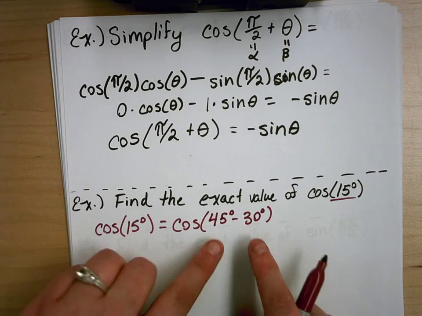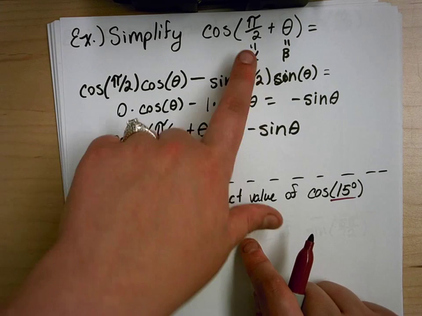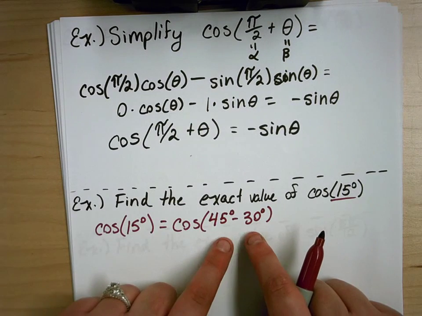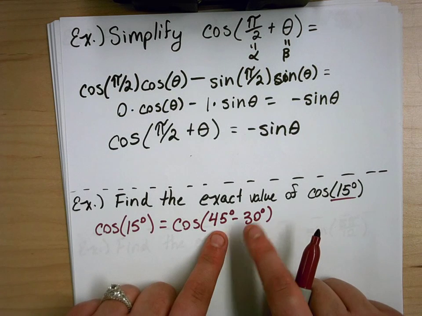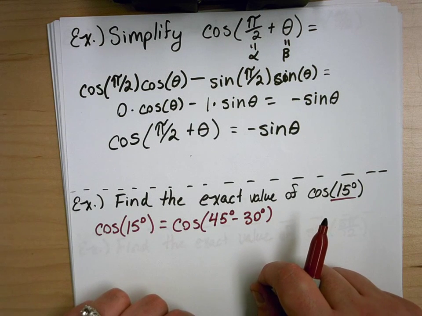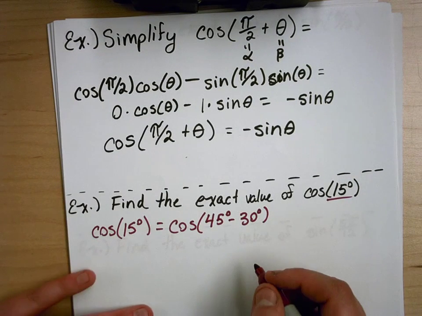Now, why did I pick 45 degrees and 30 degrees? Well, I picked them for the same reason that I picked pi over 2 up here, is because these are values on the unit circle that we know. I could have picked 46 and 31, but that wouldn't have got me anywhere because I don't know the exact values of those either. So you want to pick values that you know on the unit circle.